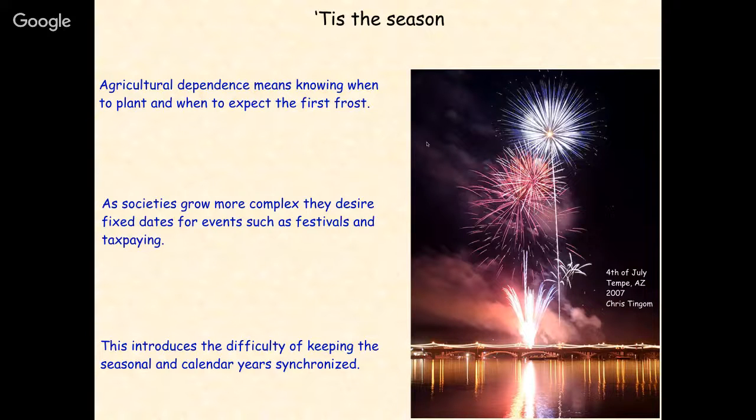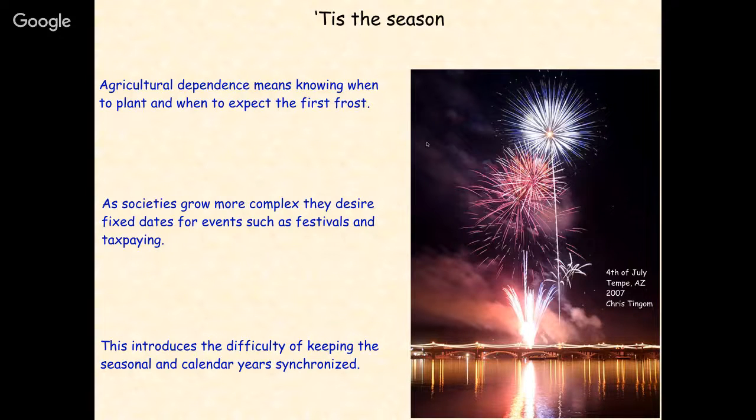But as societies grow more complex, they typically want fixed dates for things like your birthday, or when to pay your taxes, when to have certain festivals of freedom, or whatever it may be. And so this immediately introduces the difficulty of keeping the seasonal clocks, the time that the sun says, versus the calendar clocks, the time that man sets, synchronized. How you keep those two synchronized has been an ongoing adventure for the past several thousand years.